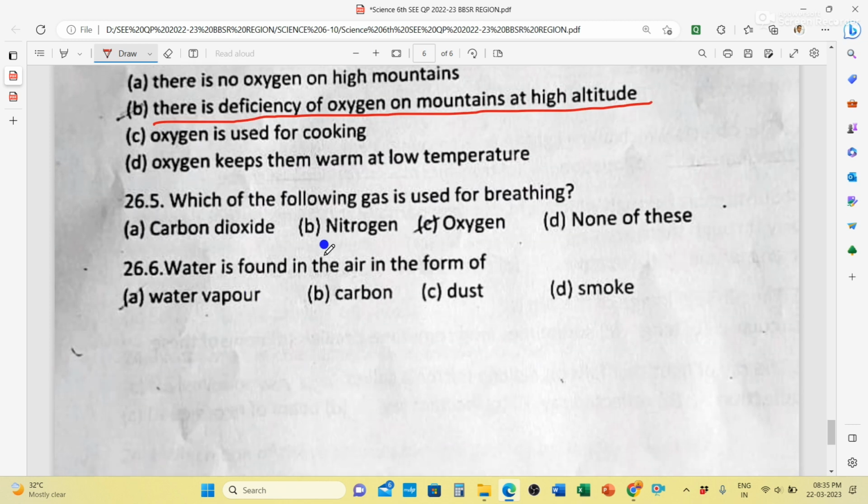Which of the following gases is used for breathing? Obviously, oxygen. Water is found in the air in the form of water vapor.